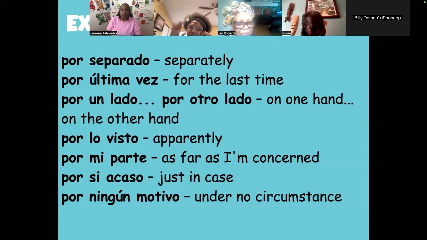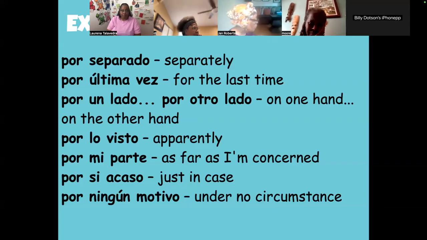Wait, I still have another question. With un lado, por un lado. I thought, well, here we go, I'm separating. Un lado had to do with beside or across, because just in our reading, we have something. Stop. Say that again. Stop.